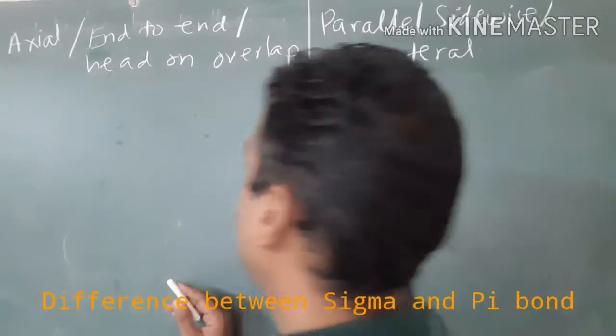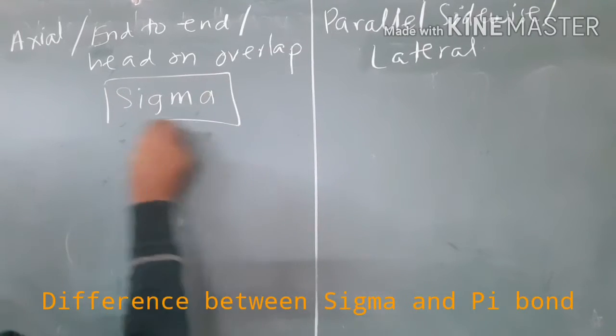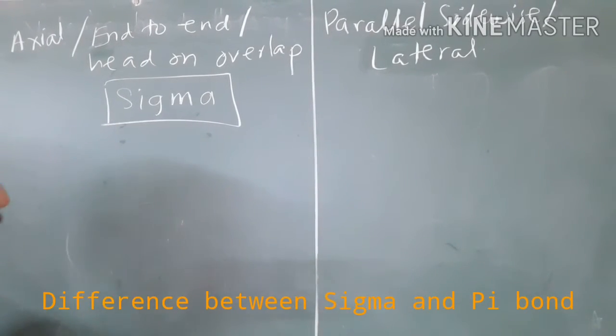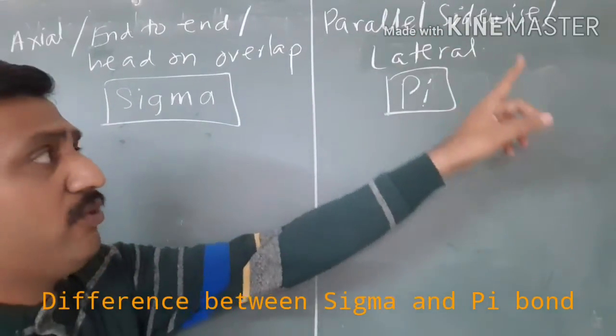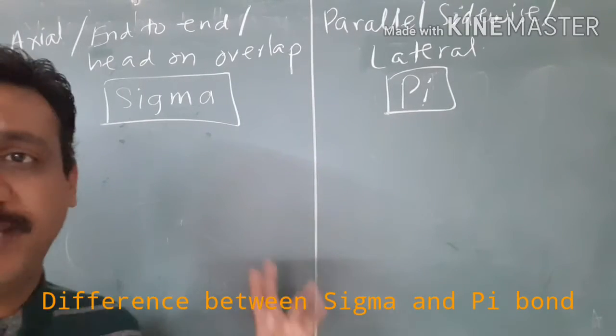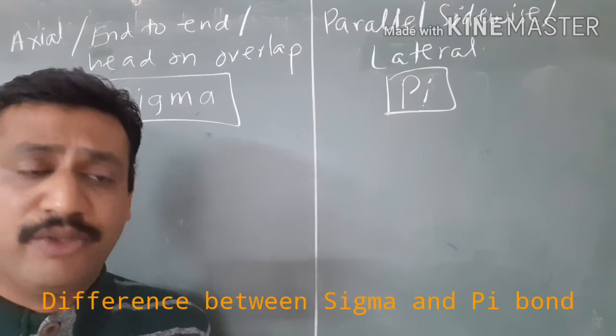So what is the sigma bond? A sigma bond is a type of covalent bond which is formed by the axial overlapping of atomic orbitals. And what is the pi bond? A pi bond is a bond which is formed by the parallel overlapping of the atomic orbitals. By this representation, a few minutes back I told you what axial and what parallel or lateral overlapping of atomic orbitals is.